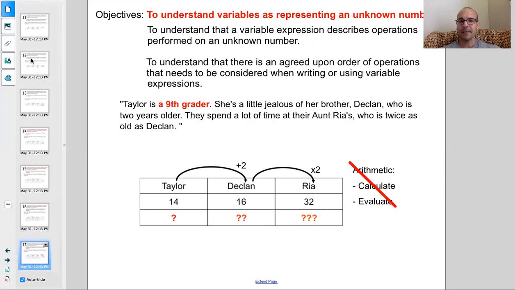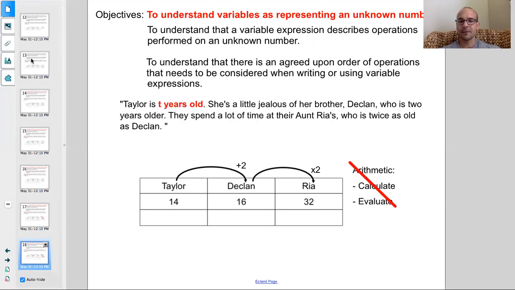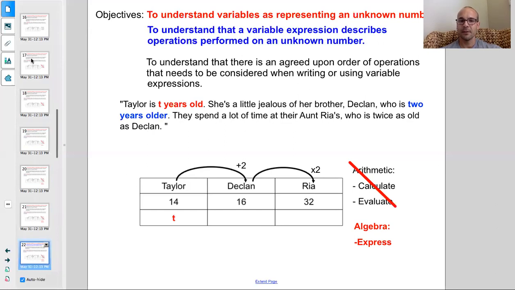So arithmetic is out, and what's in place is the use of a variable. Someone who becomes good at algebra could say, well, let's just say we want to think about Declan or represent Declan's age or Rhea's age, even though we don't know Taylor's age. We can't do that 16 and 32 thing. What could we do instead? Well, we would start with the idea in algebra that we could express Taylor's age as simply t. And then we could think about the operations that are being performed to her age.